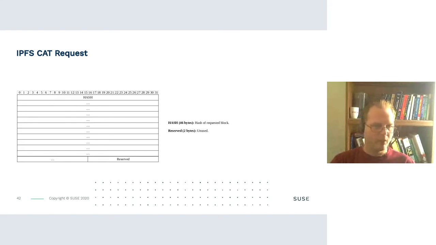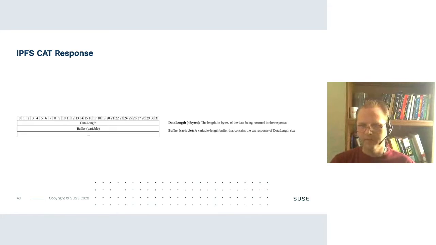This is what a CAT request looks like. Basically, you just send it with a header and then a hash of the block or file for the contents you're requesting. Technically, you could send a directory hash, but I don't think it would be useful to cat the entire contents of a directory all concatenated together. Maybe there's a reason for that. I don't know. But you could send the hash of a directory also.